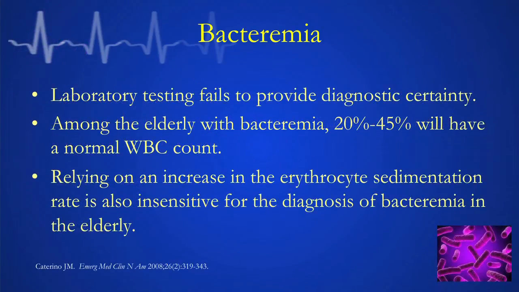Laboratory testing fails to provide diagnostic certainty, so we know that. We know that their white blood cell count can be normal. Especially, here's a statistic right here, 20 to 45% will have a normal white blood cell count. Relying on an increase in the ESR is also insensitive for the diagnosis of bacteremia in the elderly.